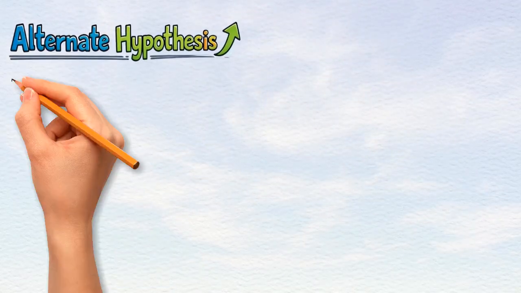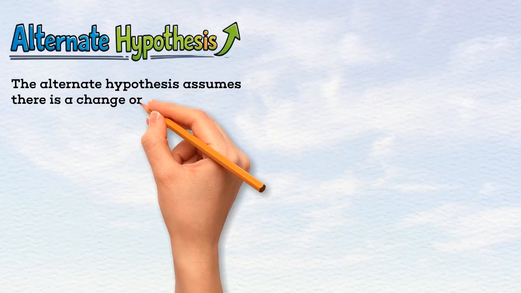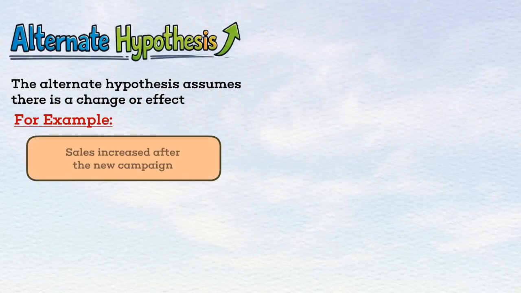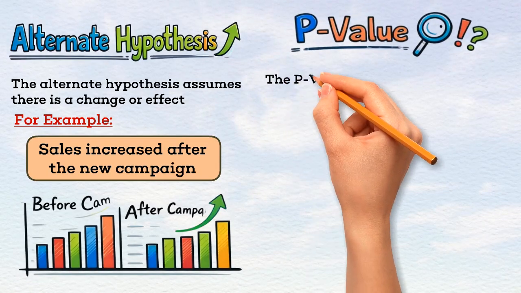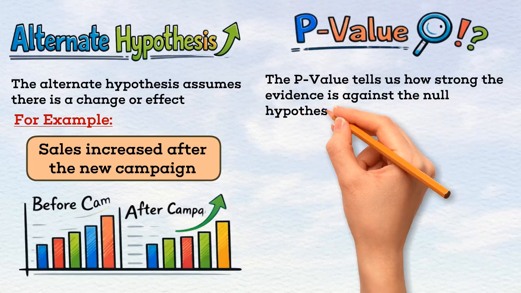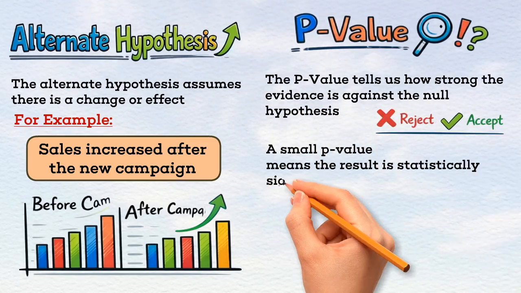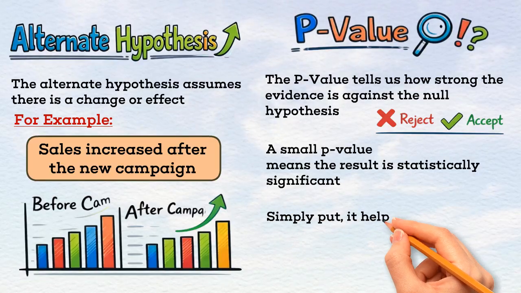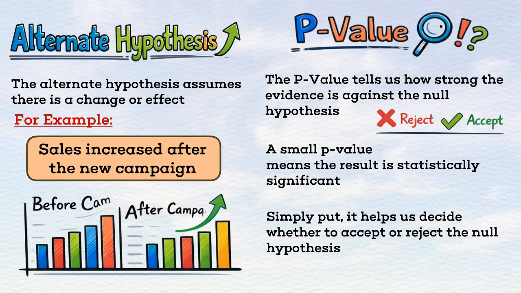Alternate hypothesis. The alternate hypothesis assumes there is a change or effect. For example, sales increase after the new campaign. P-value. The p-value tells us how strong the evidence is against the null hypothesis. A small p-value means the result is statistically significant. Simply put, it helps us decide whether to accept or reject the null hypothesis.